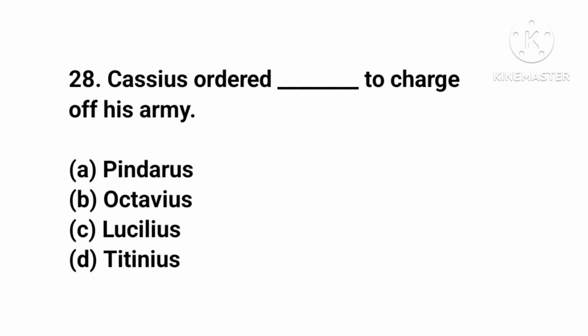Number 28. Cassius ordered dash to charge off his army. Option A, Pindorus. Option B, Octavius. Option C, Lucilius. Or option D, Titanius. So he ordered someone to charge off, that is, remove his army from that particular place. So here you have to tell me, who did Cassius order?